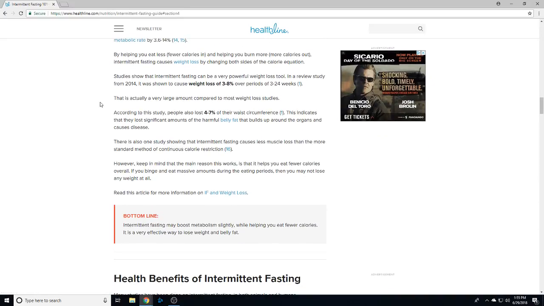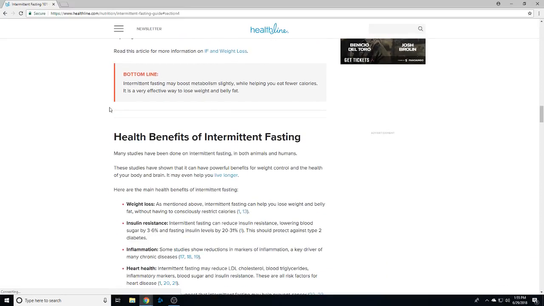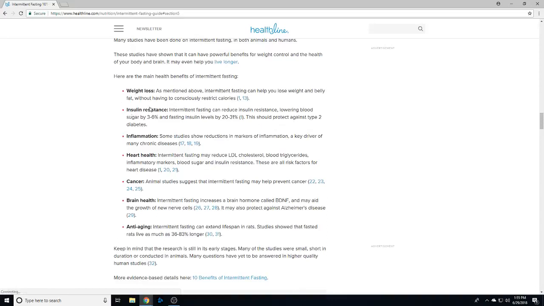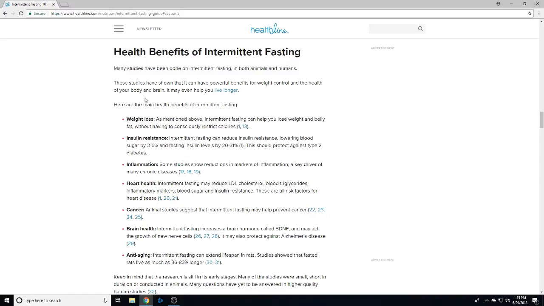There's been a lot of incredible studies on this. This is why we fast after a cheat meal during our challenge program, because there's a lot of studies that show just how great this is. The health benefits, again, are astronomical. There's a ton of anti-aging, brain health, cancer, heart health, inflammation, insulin resistance, weight loss, you name it. There's a lot of studies that show that doing this kind of eat window, non-eat window is very beneficial.